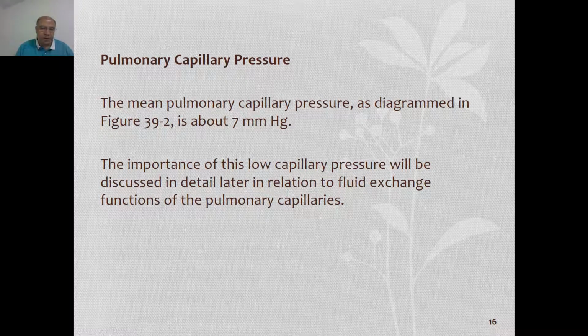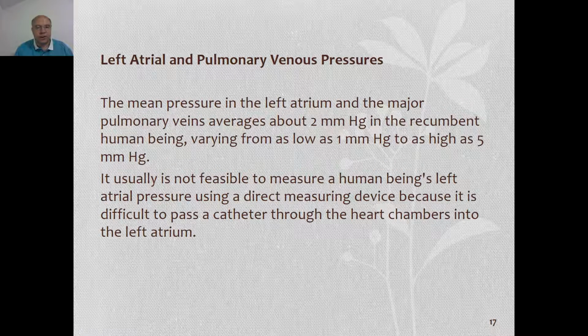So, pulmonary capillary pressure. The mean pulmonary capillary pressure, as diagrammed in figure 39.2, is about 7 mm mercury. The importance of this low capillary pressure will be discussed in detail later in relation to fluid exchange functions of the pulmonary capillaries. Left atrial and pulmonary venous pressures. The mean pressure in the left atrium and the major pulmonary veins averages about 2 mm mercury in the recumbent human being, varying from as low as 1 mm mercury to as high as 5 mm mercury.